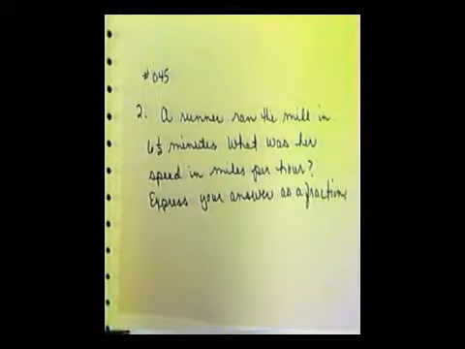Second example, a runner ran the mile in 6½ minutes. What was her speed in miles per hour? Express your answer as a fraction. Now remember, someone that walks very fast is going to go at least 4 miles per hour. So think of your answer when you get it and see if it sounds reasonable.